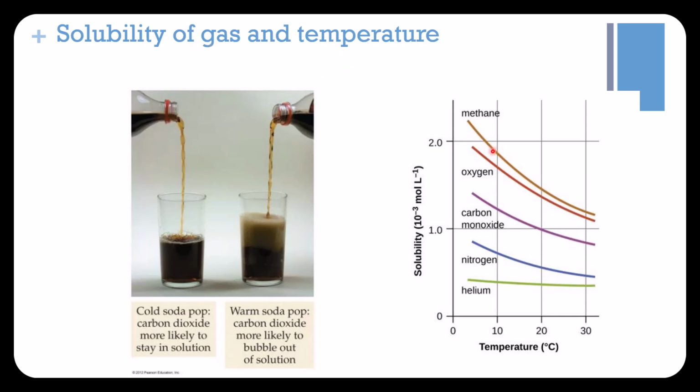And then for my mathematically inclined students, we see that same kind of graph. Temperature increases left to right. Solubility of a gas increases from top to bottom. And what we see is a bunch of negative slopes. So as we increase the temperature, solubility of a gas goes down.